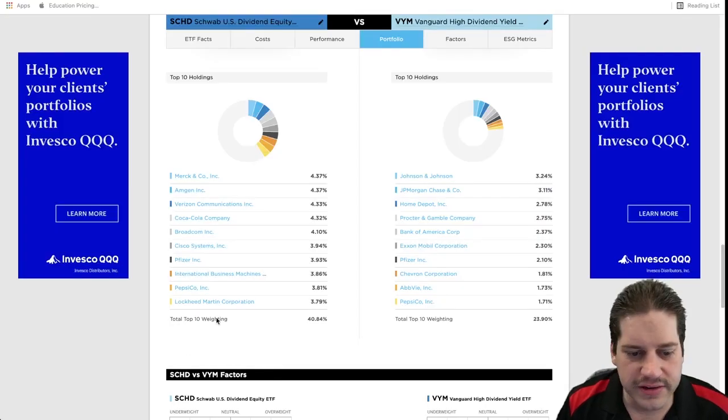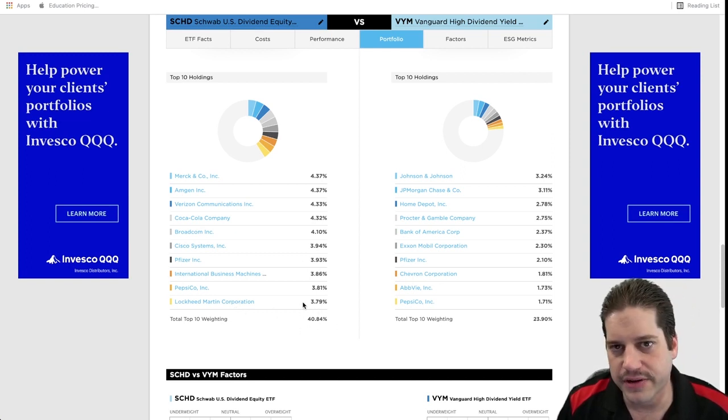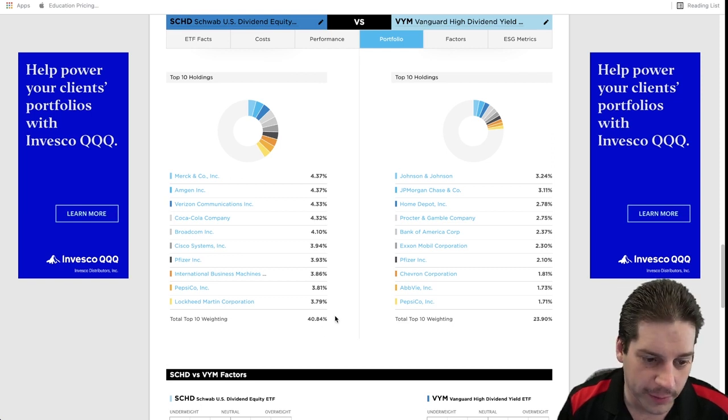When you compare the holdings for the top 10 weighting, you see that with SCHD, a larger percentage of their holdings are in just 10 stocks, so 40% in the top 10.